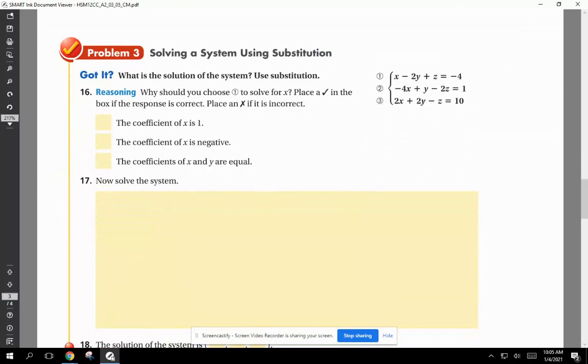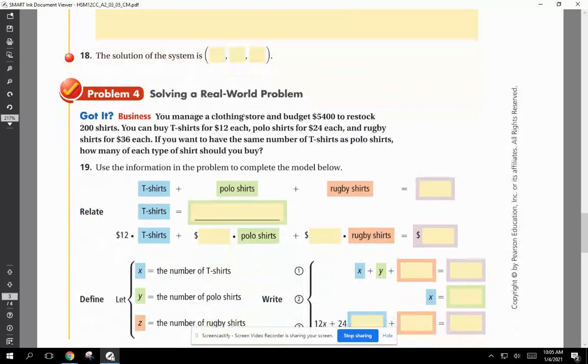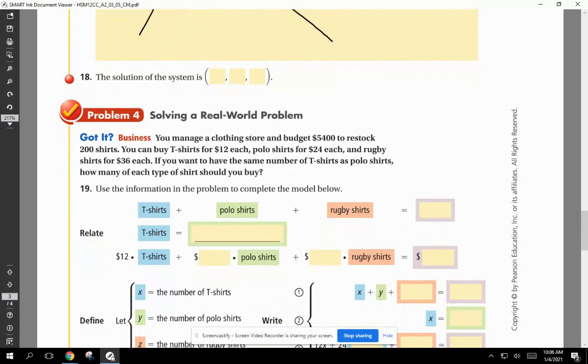Number 3, solve a system using substitution. I'm not going to do that because we're not going to do substitution for 3 variables. That's just way too crazy. It's not actually beneficial at all. So we're going to skip that whole problem. You can just put an X through all this. If you want to know the answer, it's right here: 2, 1, and negative 4. If you want to do that work on your own, I'll give you bonus points if you get the right answer. That'll be fun for you.